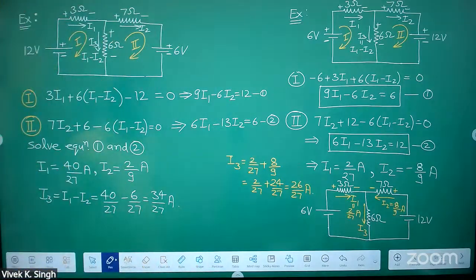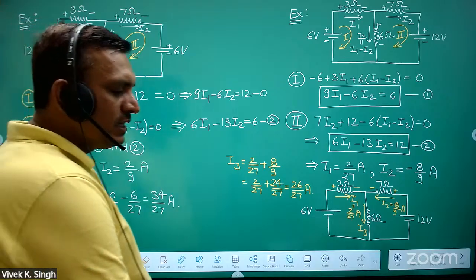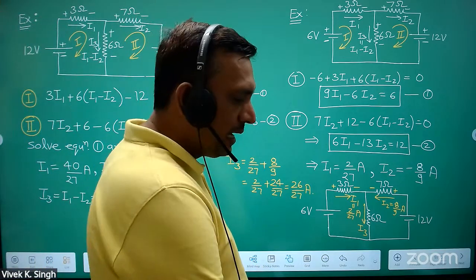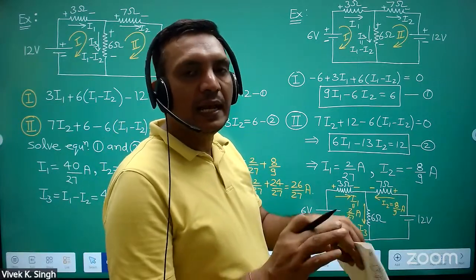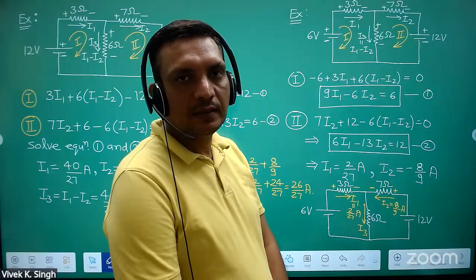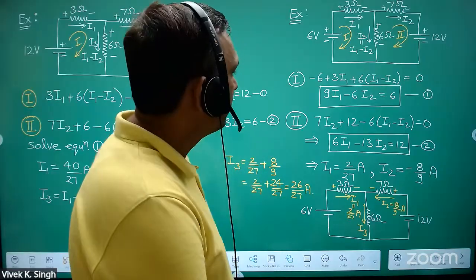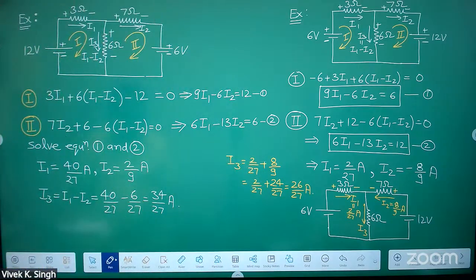Sir, for different loops, can we consider counterclockwise in one loop and the second? That will not change the result. You can take any direction. In KVL, you can move in any direction. That will not change the result. Thank you, sir. Okay. Yes, sir.